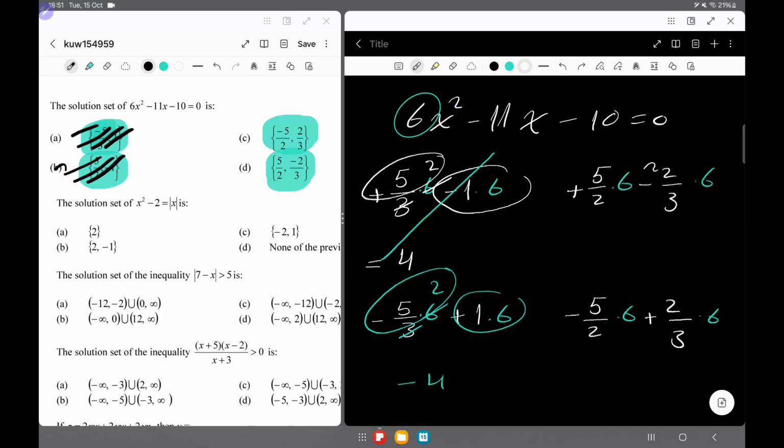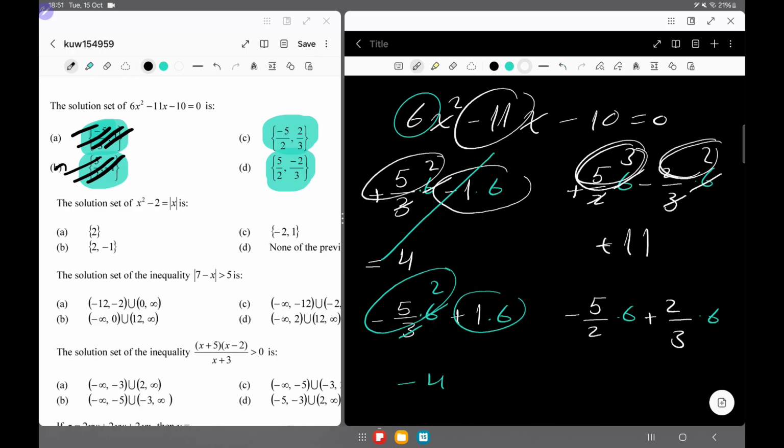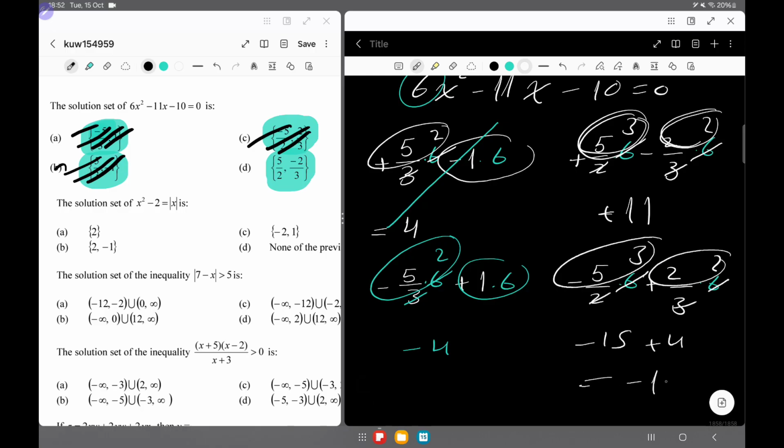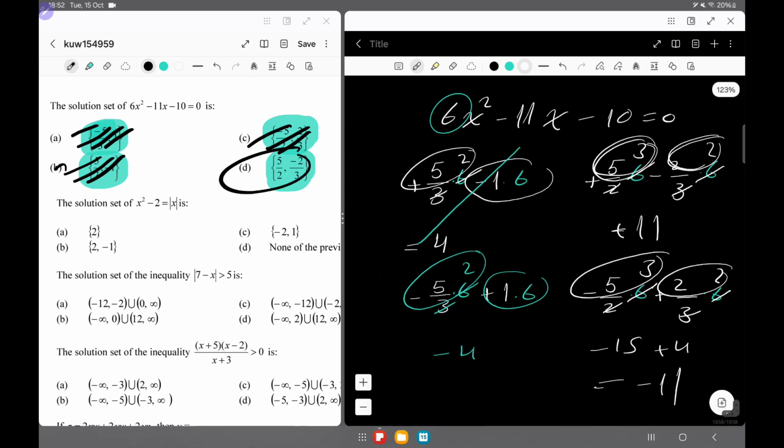Next one, cancel this with this 3. 5 times 3, 15. This with this 2. 2 times 2, 4. 15 minus 4 is plus 11. I need minus 11, so this is the wrong answer. The last one, this with this 3, this times this negative 15, this with this 2, 2 times 2, 4, so negative 11. So this is the correct answer. This is the really easy way if you don't want to factor or solve it, okay?